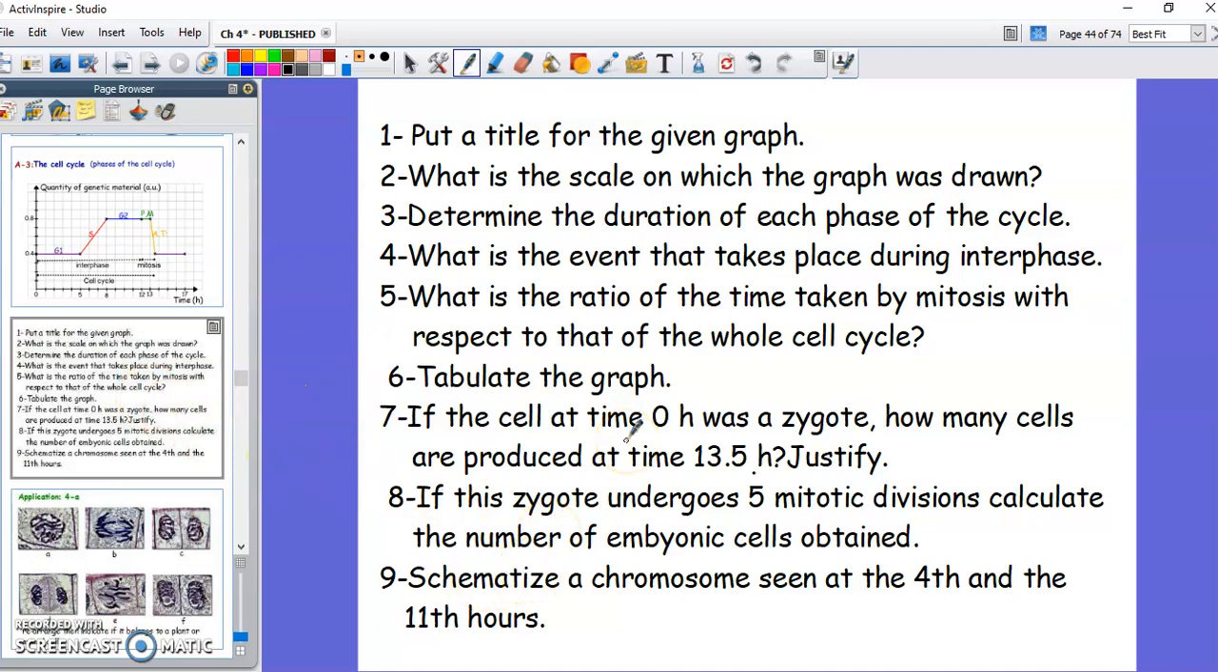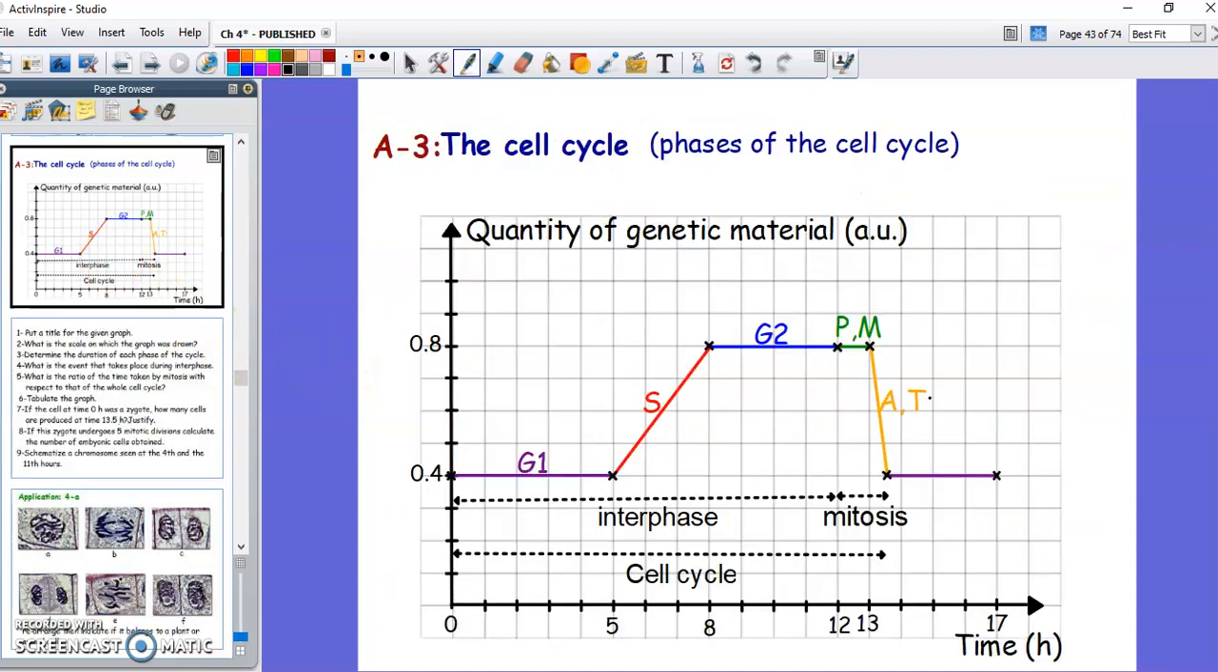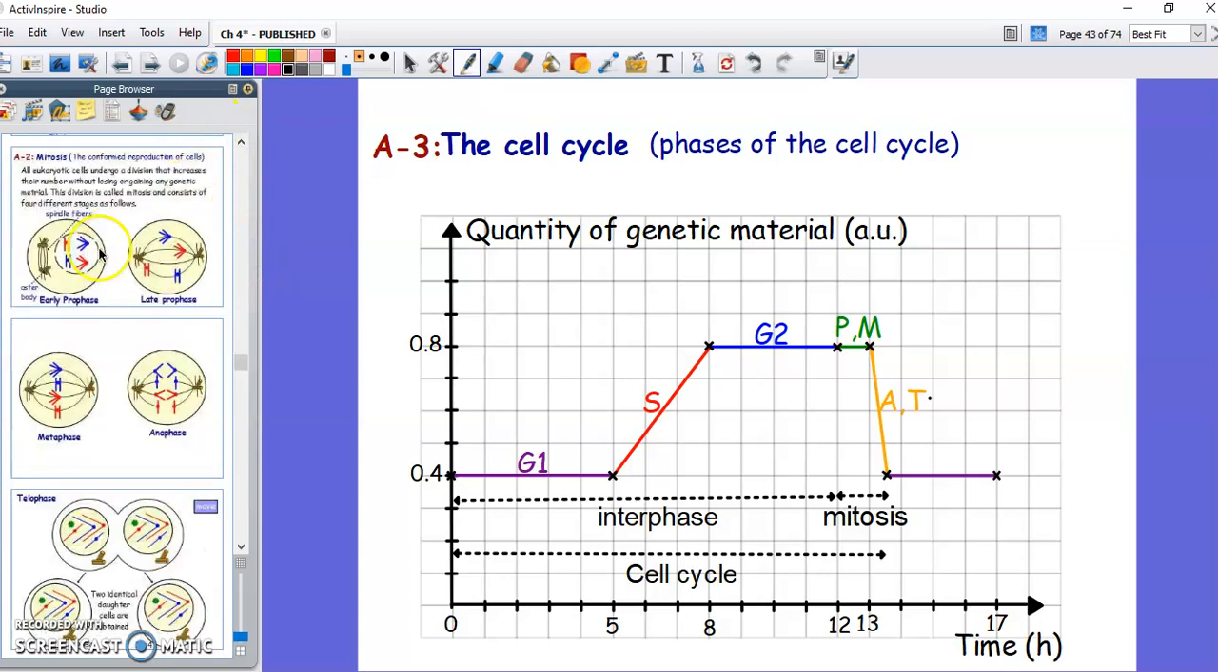Schematize the chromosome seen at the 4th and the 11th hour. At the 4th hour, which is here, the genetic material is not duplicated, so it's made up of 1 chromatid only. Whereas at the second one, which is 11, the chromosomal material is duplicated, so it's made up of two chromatids. This could be seen here.